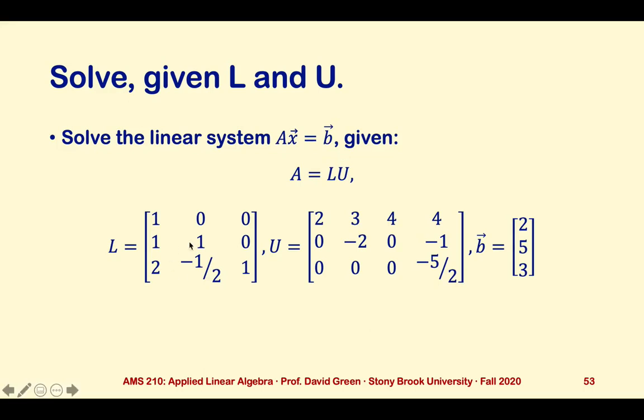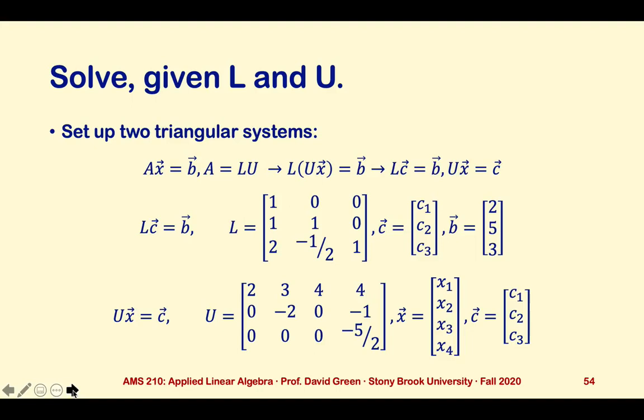We're given L, U, and a right-hand side B for a simple LU decomposition that does not involve row exchanges. I recommend that you pause the video here, try to solve the system, and then resume to follow the worked solution.